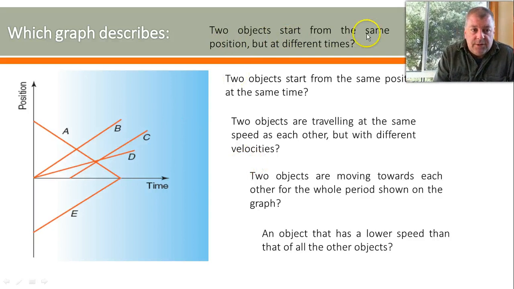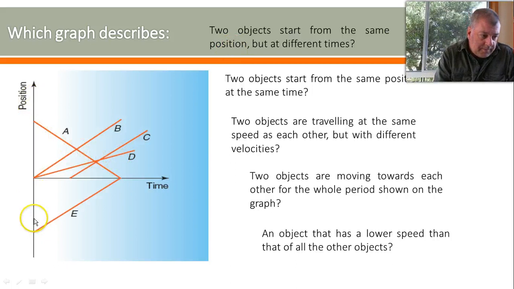Two objects start from the same position but at different times. Now this is position, so if you had the same position, no other object starts at this position, so the answer to this would be B and C, or D and C. Alright, they wouldn't be B and D because they start at the same time. Two objects start from the same position at the same time. Well, there we go. B and D, they both start here.